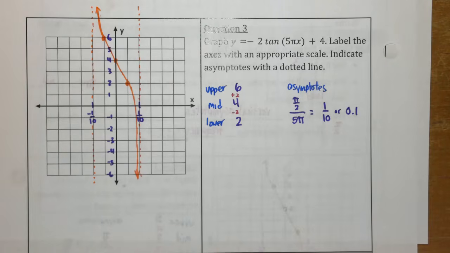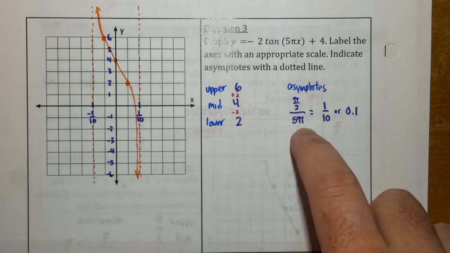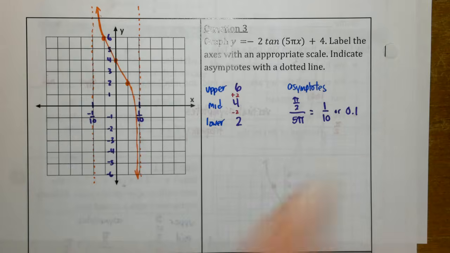Alright, so number 3, this is what your answer will end up looking like. Our midline was 4, which is not really a midline anymore. Our amplitude, which is not really our amplitude anymore, is 2. So we add 2 and subtract 2: 6, 4, and 2. Because it's negative, it's going downhill instead, but everything else is the same. Our asymptotes, pi over 2 divided by 5 pi works out to be 1/10 or 0.1. So that's why my x-axis labels are negative 1/10 and positive 1/10. Other than that, everything is pretty much the same, right?